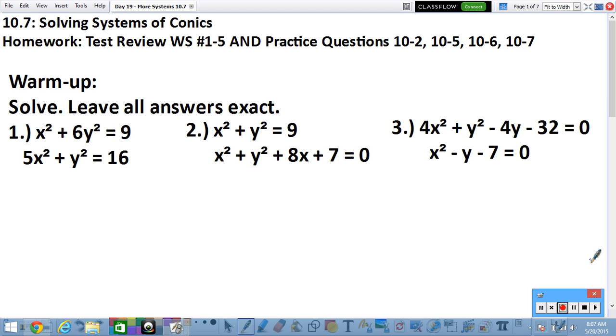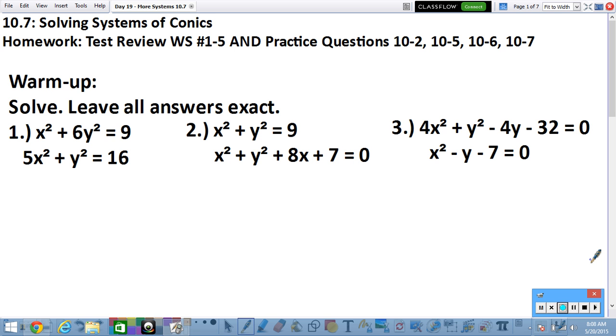Okay, so this is a lesson on our second day of solving systems of conic sections. I have 3 problems that I'd like you to warm up on. Please solve them algebraically, do not solve them graphically, and leave all your answers exact. You should pause the video at this point for a couple minutes because I'm just going to start working on the solutions.